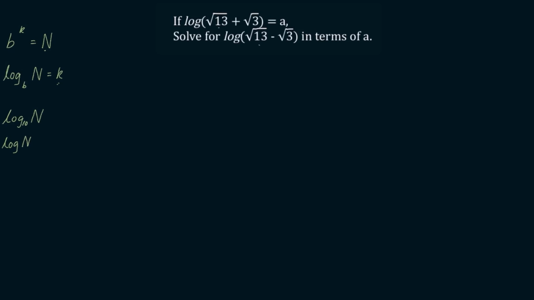Now, at first it may seem daunting to try to get from one expression to another. But what if we get a bit creative? What if we take these two expressions and we added them together? So we would have log of the square root of 13 plus the square root of 3, added to the log of the square root of 13 minus the square root of 3.